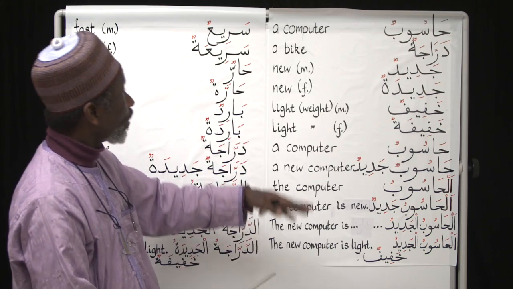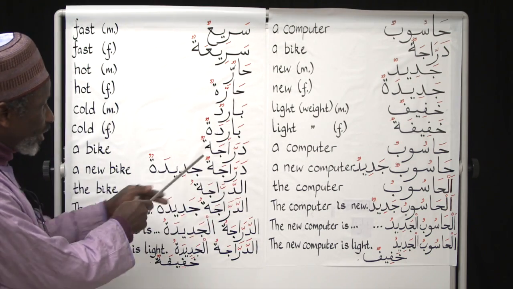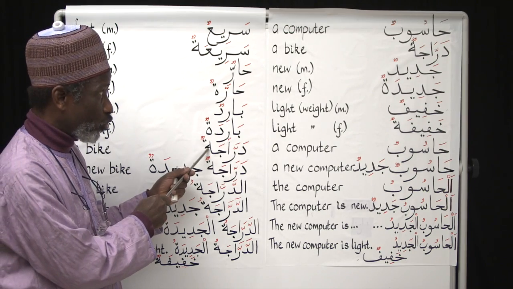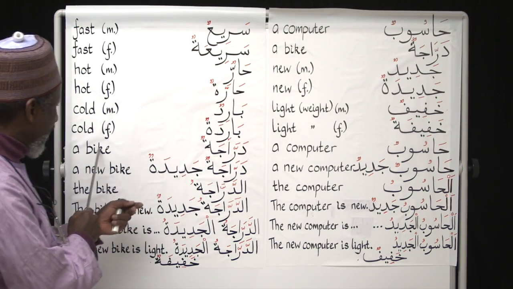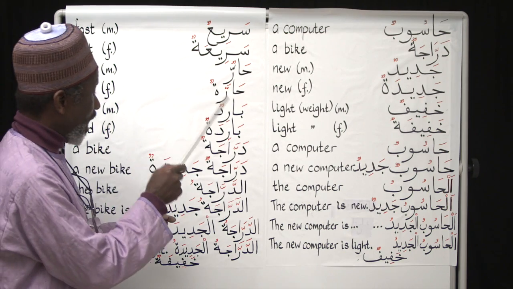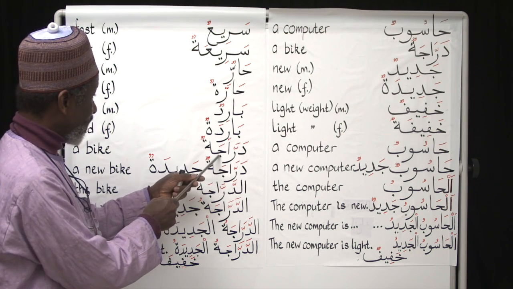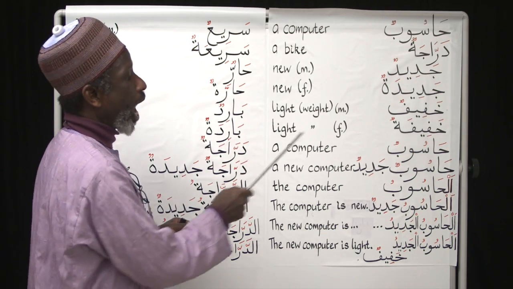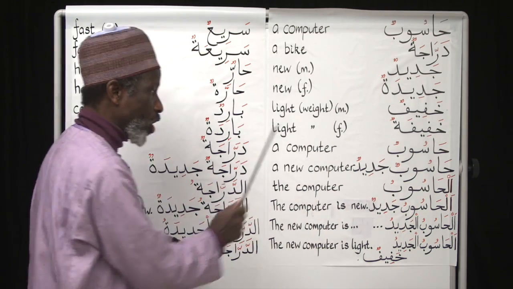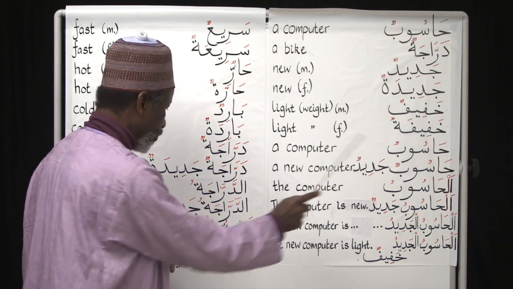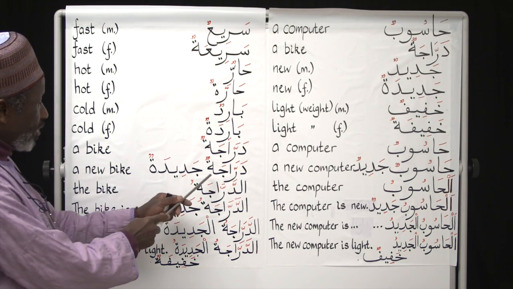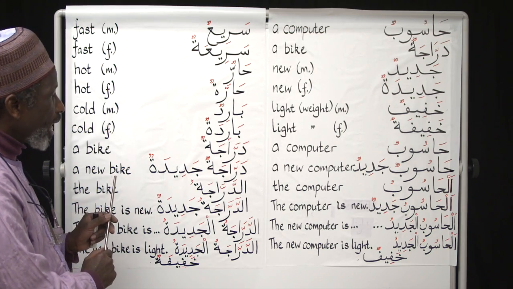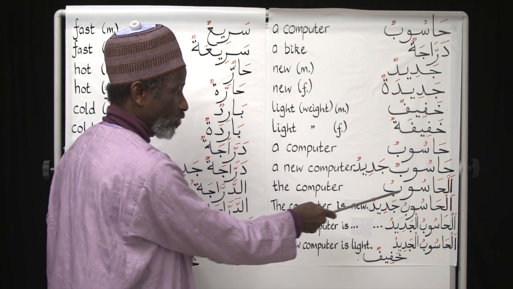Right, one more time. Hasubun, it is equivalent of darajatun here. So this is feminine. Hasubun, a computer, a bike. Darajatun, a bike. Darajatun jadidatun, equivalent to hasubun jadidun. That's a male. A new computer. The female version is darajatun jadidatun, a new bike. Then you have al-hasubu, the computer.